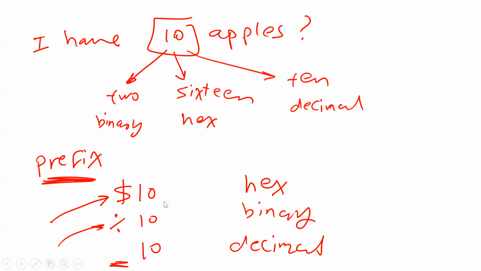That's why we're going to use a prefix, as you will see in this course. If you use a $ sign here, that means you are telling me this number is hexadecimal. If you use percent, this means it is binary. If you put nothing here, that means you are telling me this is decimal. That's what we're going to do in assembly.